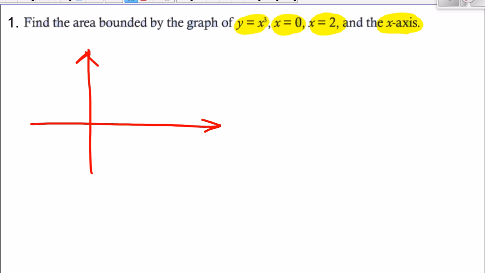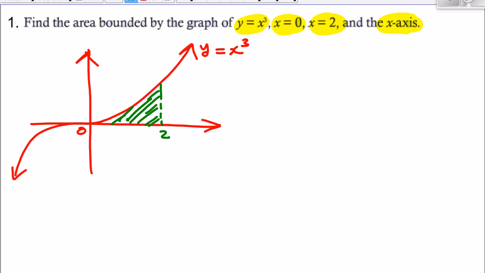Now this cubic function may look something like this. So y is equal to x cubed. I'm just sketching so that you can visualize what's going on. Now this is from x is equal to 0 to x is equal to 2. So somewhere here, x is equal to 2. And what you're trying to find is this area here. Okay, this is area A, what you're trying to find.